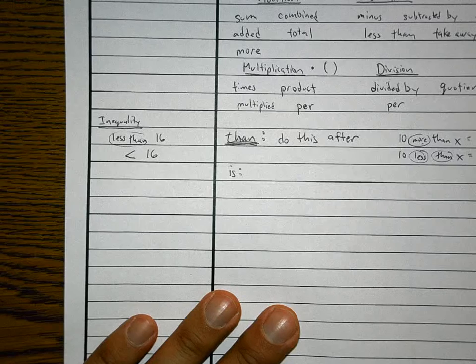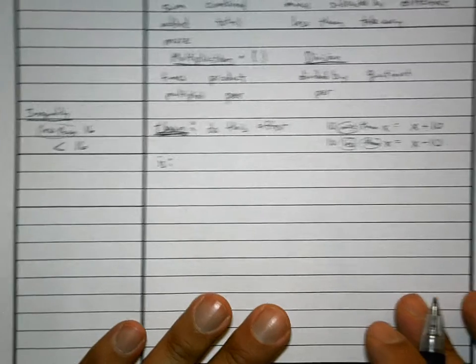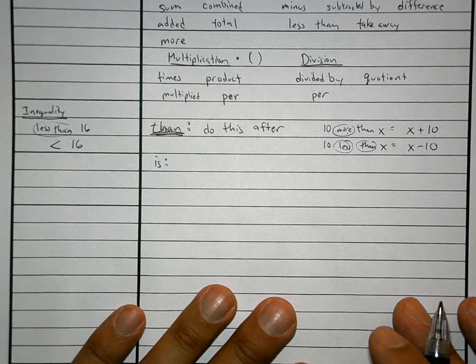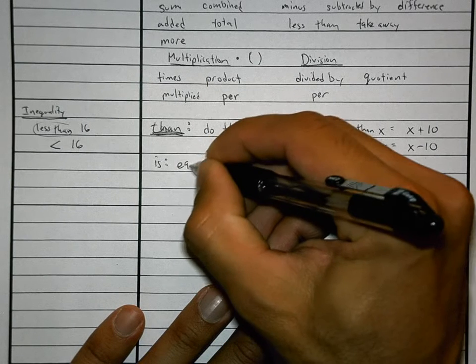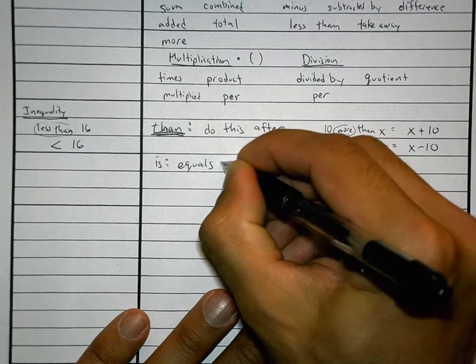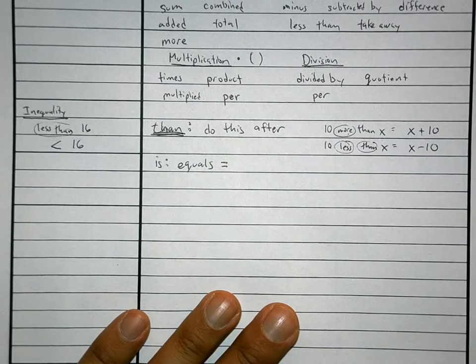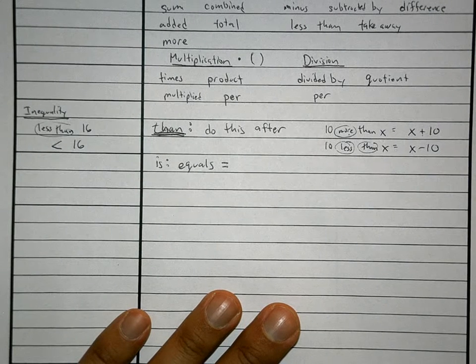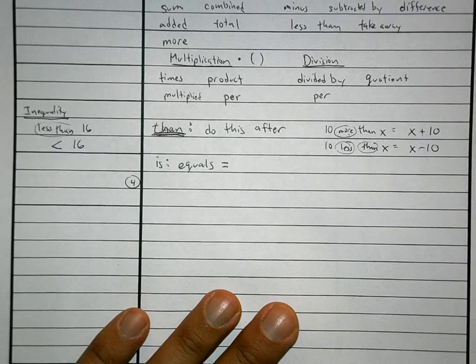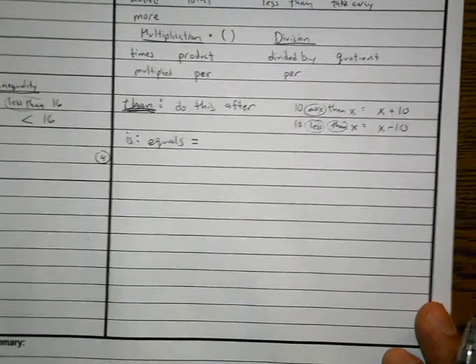Is. What does the word "is" mean? I hope you know. Equals. Or we can put the symbol as well. So let's look at something that looks like number 4. Let me adjust my camera a little bit.